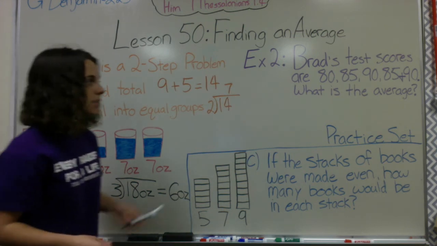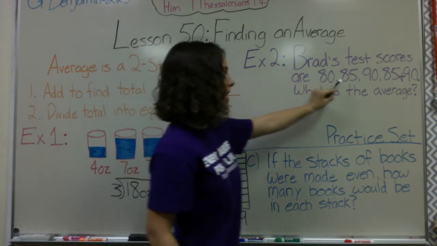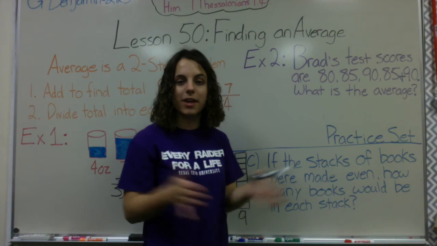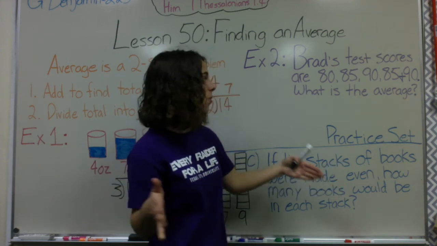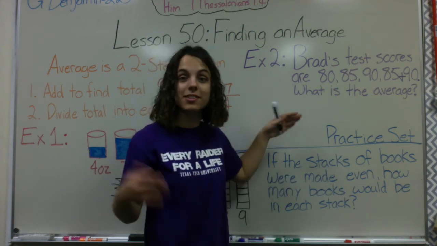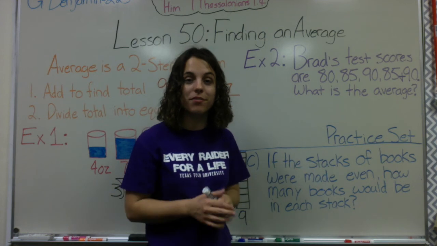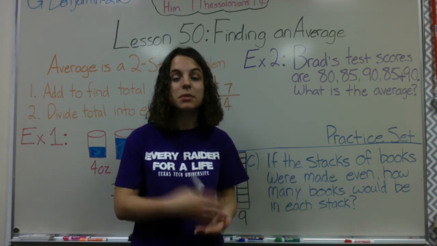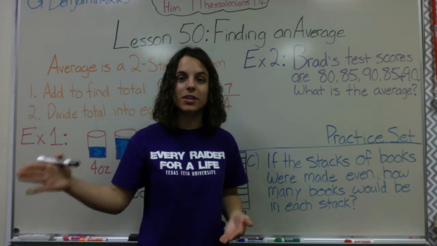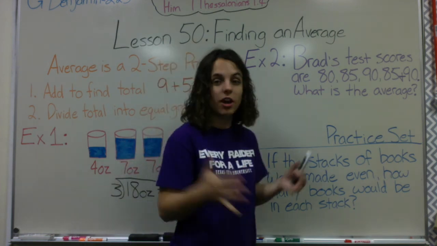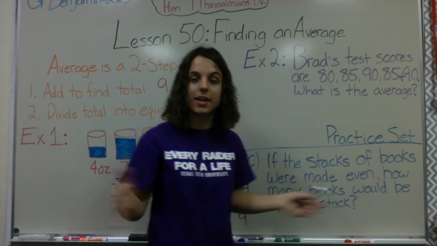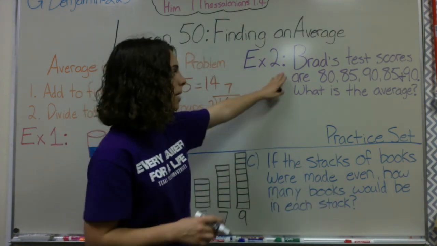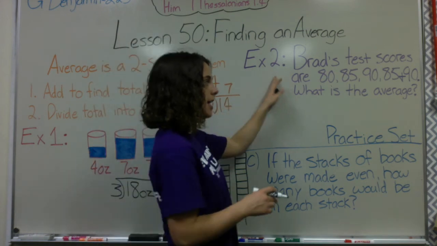Example 2 says Brad's test scores are 80, 85, 90, 85, and 90. So we have basically an A-B range of test scores. What is the average? Now this is definitely something that a lot more of you are going to be familiar with because we do calculate your average here at school. It's something that you see every single year. You see your average of all the scores that you made throughout the quarter or throughout the semester.